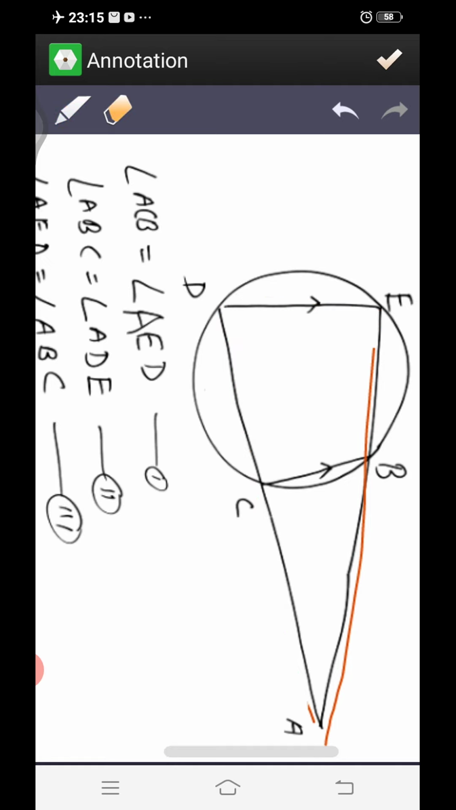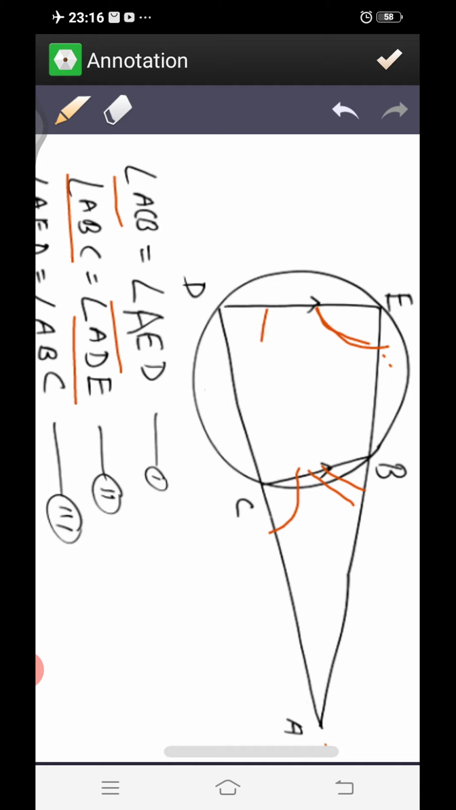So let's see how we will prove it. Angle ACB equal to angle AED. Angle ACB, this angle, is equal to angle AED. AED means this angle. That is the exterior angle property of a cyclic quadrilateral. Exterior angle of a cyclic quadrilateral is equal to the opposite interior angle. Angle ABC equal to angle ADE. Angle ABC means this angle, equal to angle ADE. ADE means this angle.